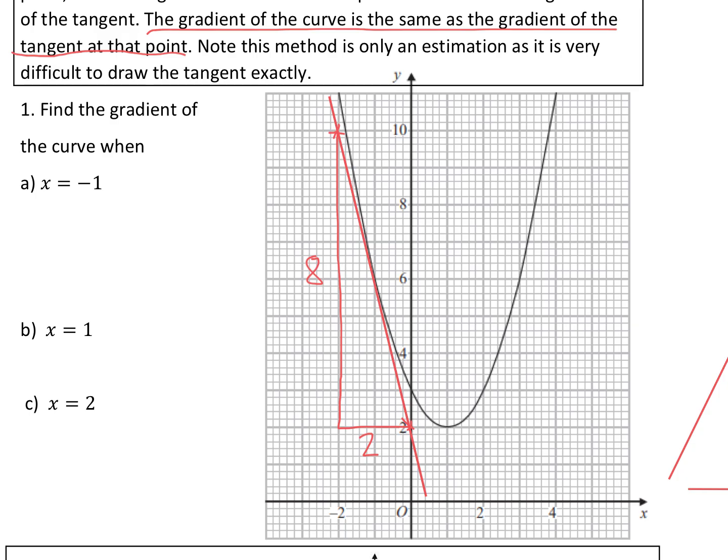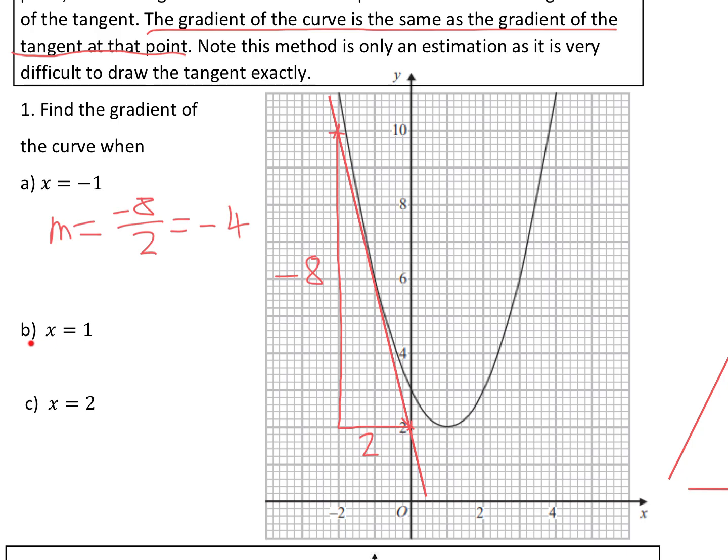I should say, strictly speaking, if we're going from this point to this point, it's going down 8, so it's a -8. And here it is going to the right 2, which is a positive direction. So our gradient, m, is equal to the change in y, or the rise, divided by the change in x, the run, and that gives a gradient of -4.